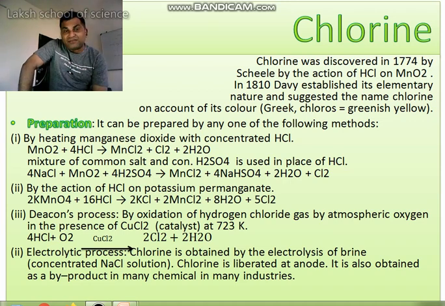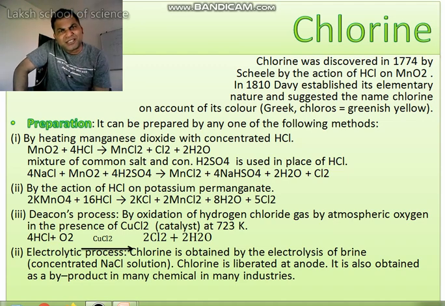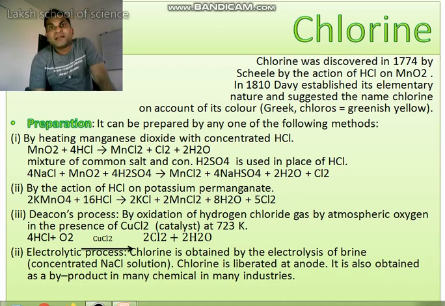Then a mixture of common salt, that is NaCl, reacted with concentrated H2SO4 and MnO2, also produces chlorine. So if HCl is not available and you want to use H2SO4, then you can use H2SO4 with NaCl in place of HCl. That is the target. Very simply, in the laboratory you are able to prepare chlorine.